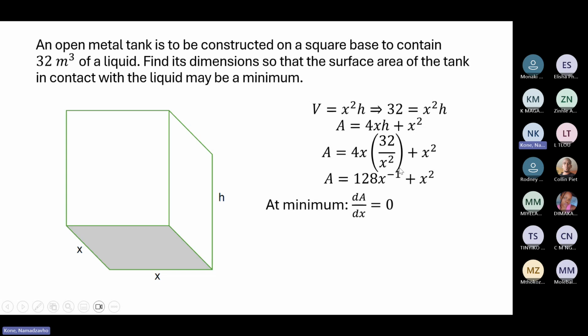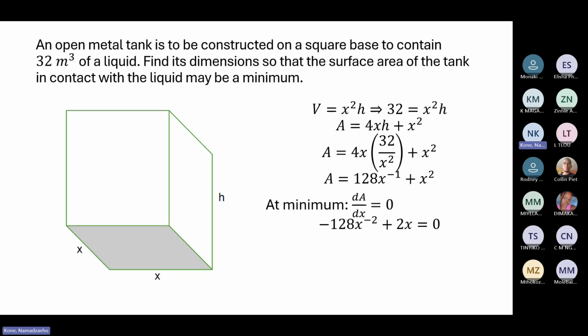You take the exponent that is there, multiply it in front, and then from the exponent, you subtract 1. And then you do the same with the x squared. You take the 2, multiply it in front. From the exponent, you subtract 1. And you eventually get minus 128 x to the power of minus 2 plus 2x, and that equals 0.